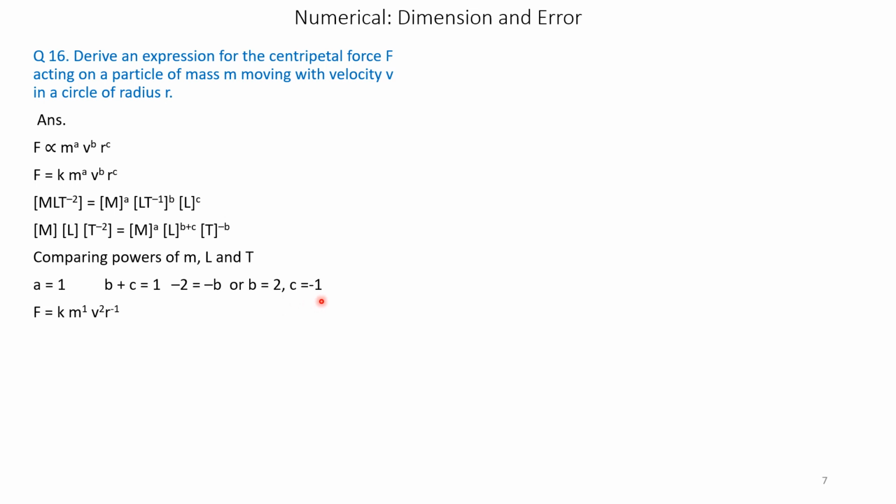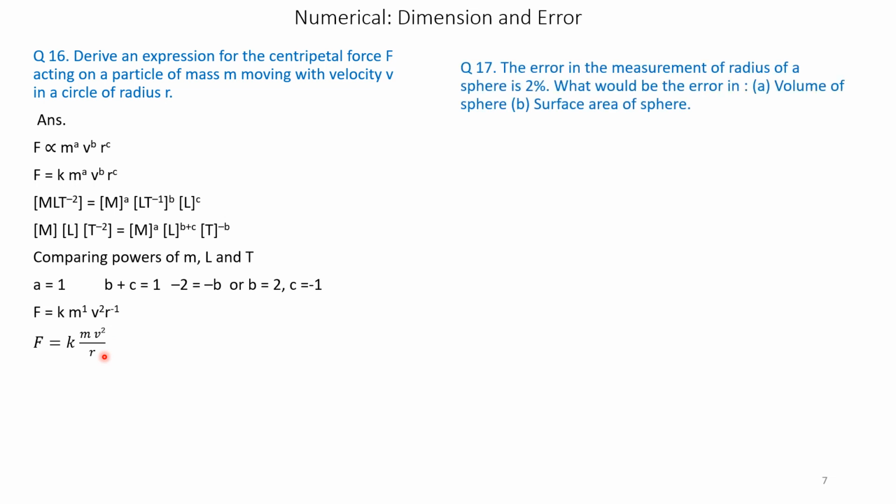Substituting the values of a, b and c in this equation, we get F is equal to K m^1 v^2 r^-1. Rearranging, we get F is equal to K m v^2 divided by r. It is divided by r because r has a power of minus 1, which goes to the denominator and becomes r to the power of 1.